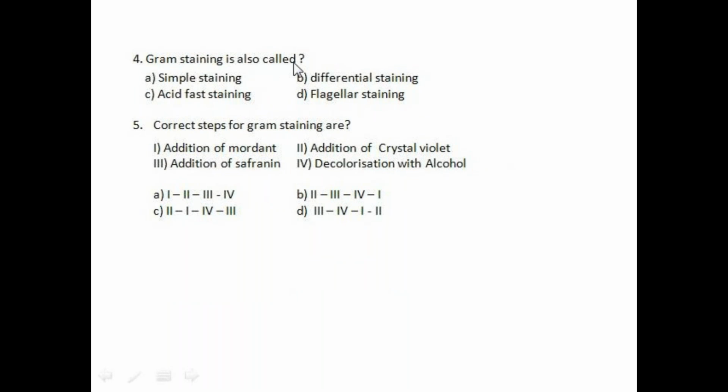Okay, next, gram staining is also called option B, good. Differential staining, because it causes the differentiation of two bacterial groups, gram positive ones and gram negative ones, and that is called differential staining. And the fifth one, what are the steps for gram staining? Correct step.